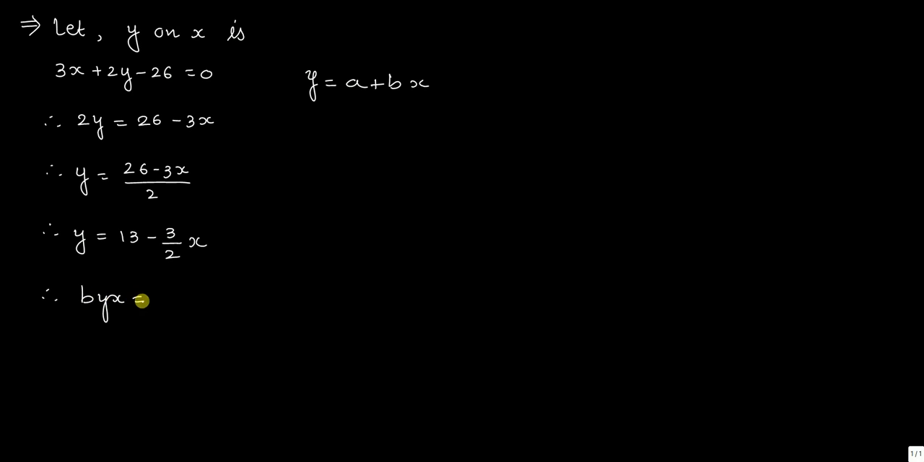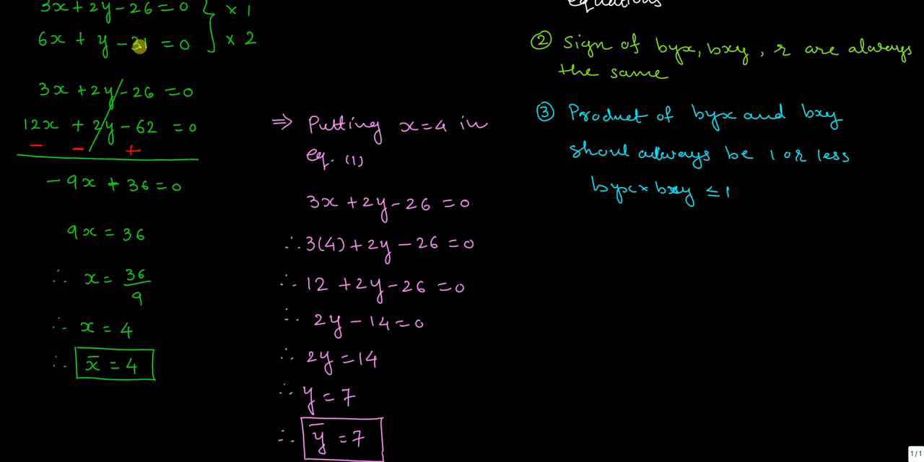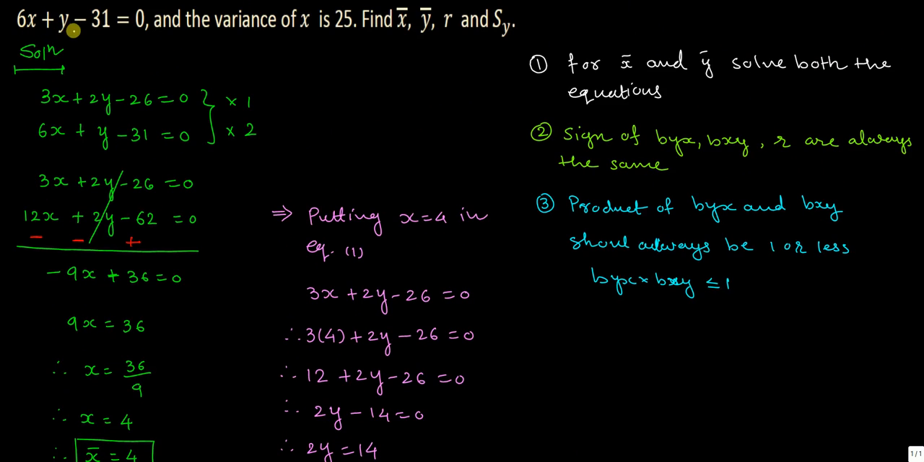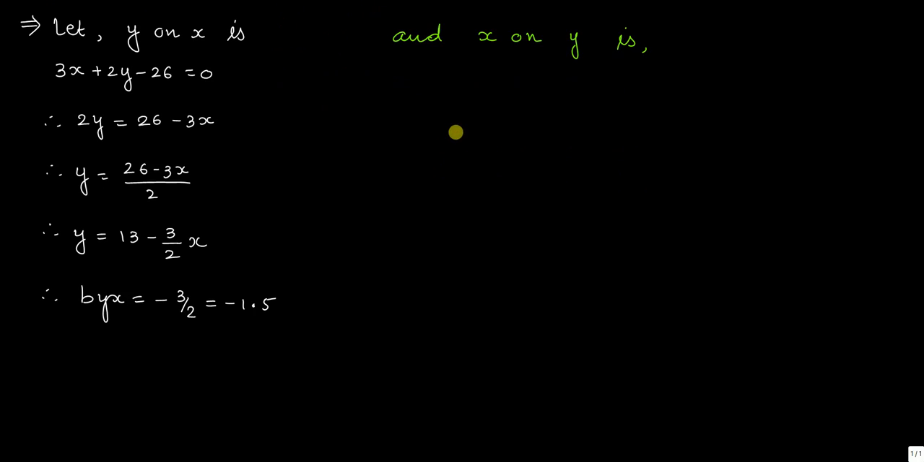Therefore byx is equal to the coefficient of x, which is minus 3 by 2, or you can also write it as minus 1.5. And then you continue this sentence: x on y is the second, 6x + y - 31 = 0.